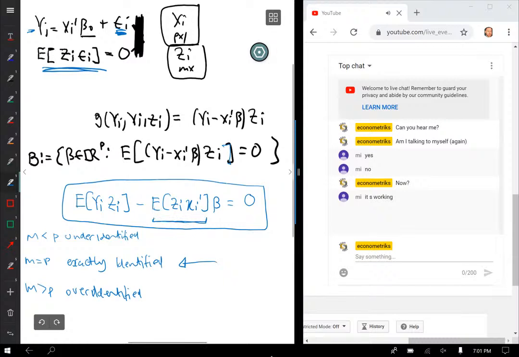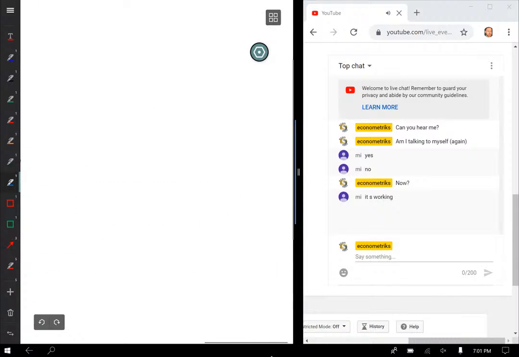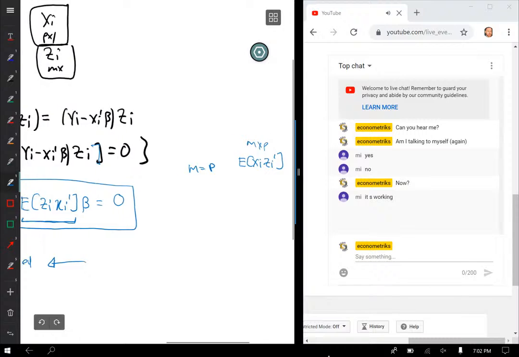So we can see then, what's the condition? Let's just take the case where we've got exactly identified, where m equals p. Well, in that case, E of x_i z_i dash, which is going to be square because it's m by p and we're assuming they're equal, so it's just going to be m by m or p by p. If this is full column rank, then we can solve. It's going to be square, so if this is full rank, we can solve this system of equations for beta.